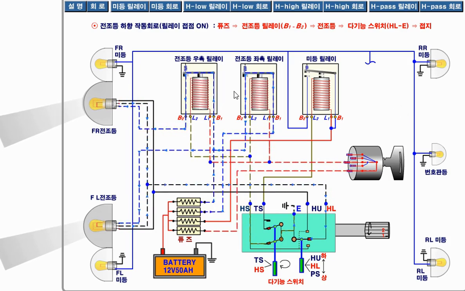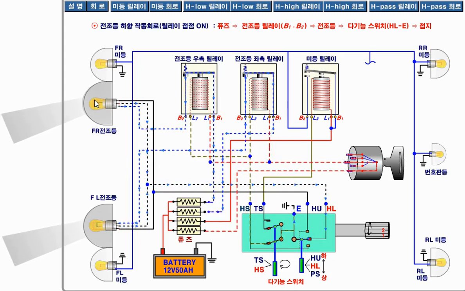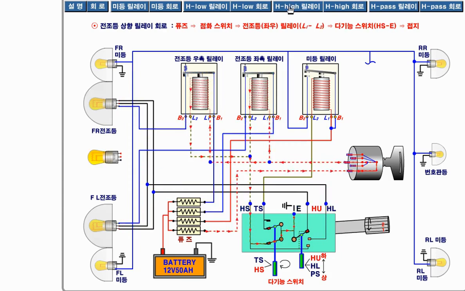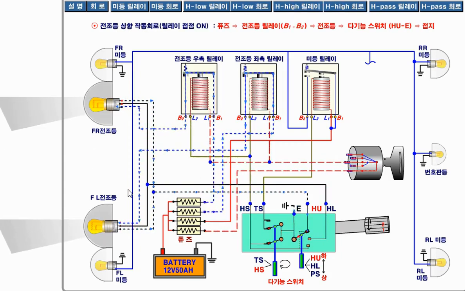Now for the high beams, the only difference between high beam and low beam is that now for the high beam, this bigger filament will be illuminated, and current will now flow from this path towards this HU terminal, and then grounded over here. Let's see how this works. See, current flows from this path and is grounded over here from this HU terminal.